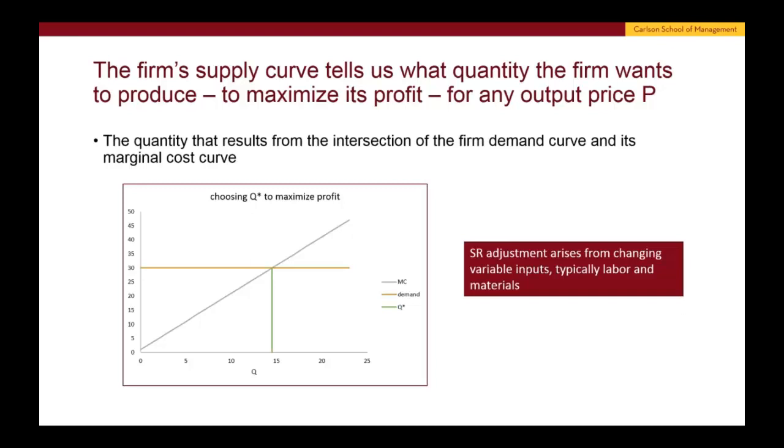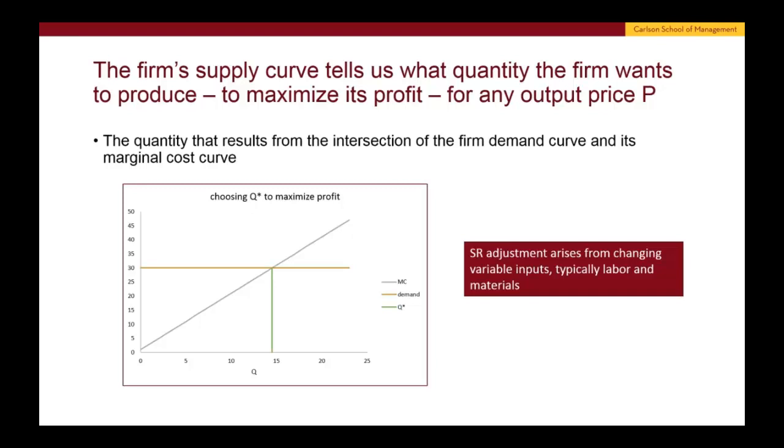Now, the thought experiment we're thinking about right now is, what if the price were different? If the price were something other than, well, here 30, what amount of output would the firm want to produce? You could see that just from thinking of the theory of profit maximization for the competitive firm, that if the price were different, then the profit maximizing quantity would be different. For example, if the price were higher, then the profit maximizing quantity would be higher as well.